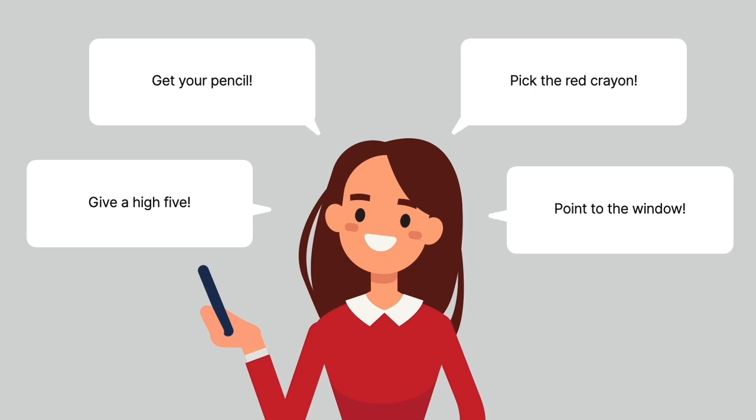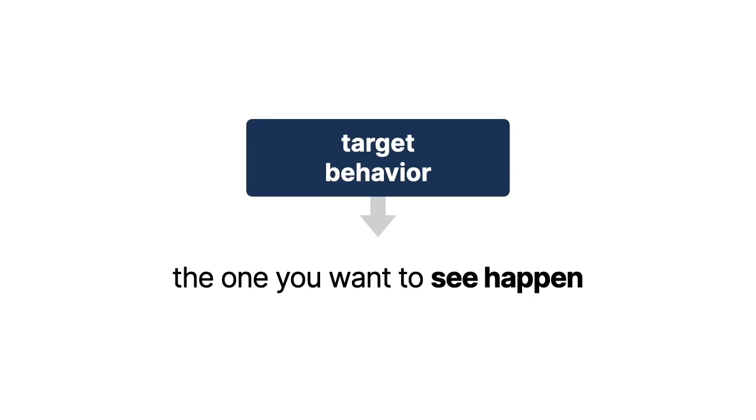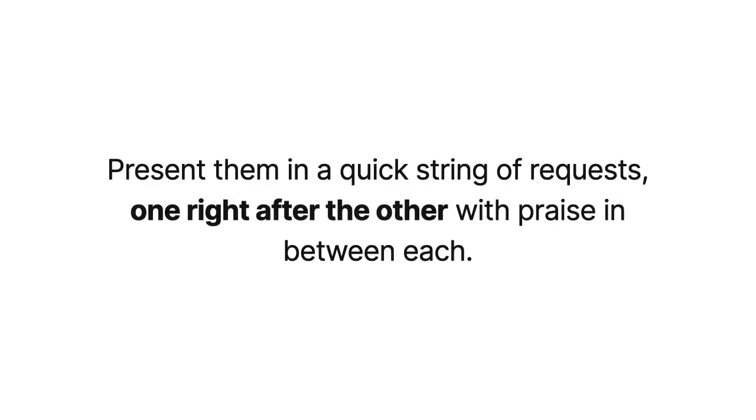Once you've identified approximately 3 to 5 high probability behaviors, you'll choose a target behavior. The target behavior is the one you want to see happen. Target behaviors can include work completion, putting on a coat, tying a shoe, or initiating appropriate play. Once the high probability and target behaviors are identified, present them in a quick string of requests, one right after the other, with praise in between each.